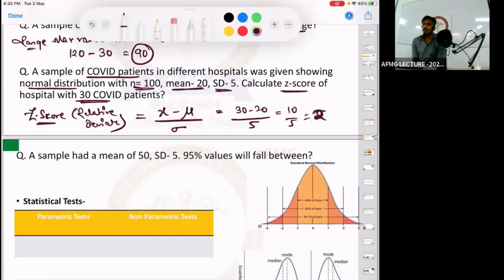So remember, what is the formula for Z score or relative deviate? X minus mu upon sigma, where X is the given value, mu is the mean, and sigma is the standard deviation. No issues with this. Here they have asked you to calculate the Z score of a hospital with 30 COVID patients. So here the X or the given value becomes 30. Therefore 30 minus mean, that is 20, upon standard deviation, that is 5. No issues with calculating Z score, anybody? That is what is required.